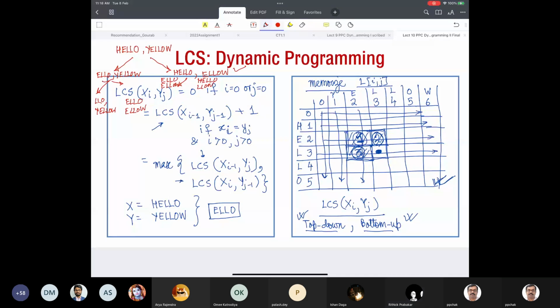Yes, sir. So now can you see identical subproblems, this one and this one? Yes, sir. Now I understood, sir. Good. Very good. Anybody else still has a doubt about how identical subproblems will arise?